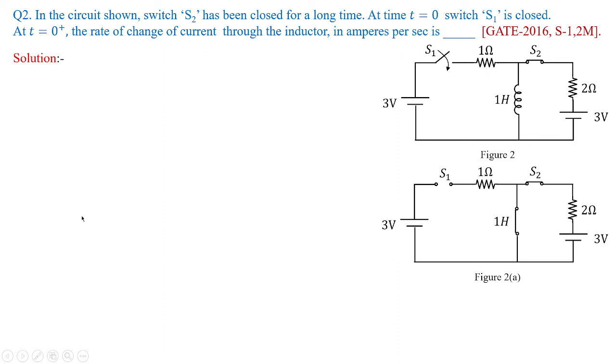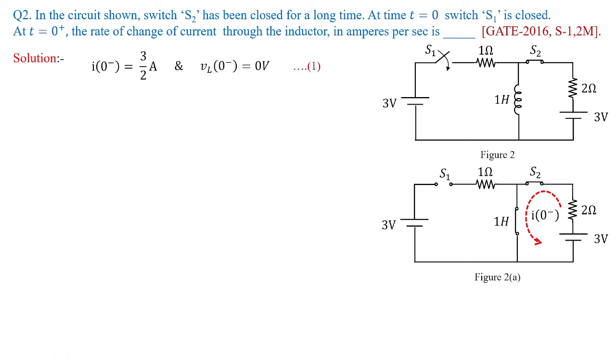First, S1 is open and S2 is closed. An inductor for a long duration of time acts as a short circuit. So this becomes open, and before switching we treat the value of I of 0 minus, which is flowing in this particular closed loop, and that current would be equivalent to 3 by 2 amperes. This is the important part which we have derived. Again, the inductor is shorted, so the voltage across the inductor is 0 volts. That is for sure.